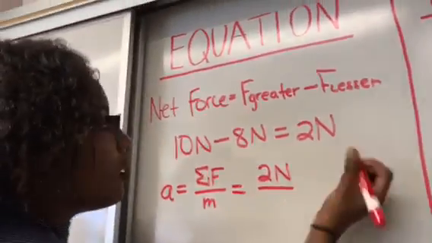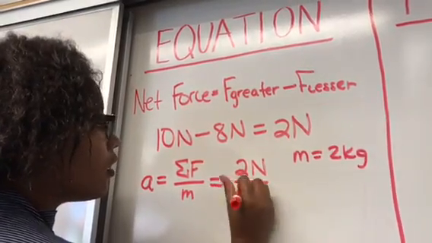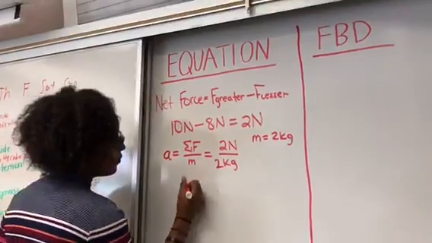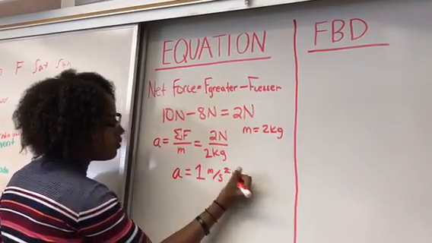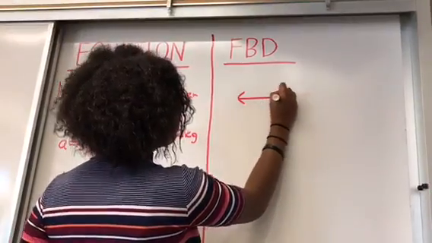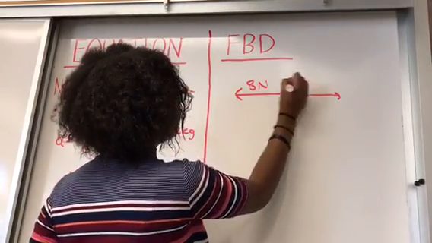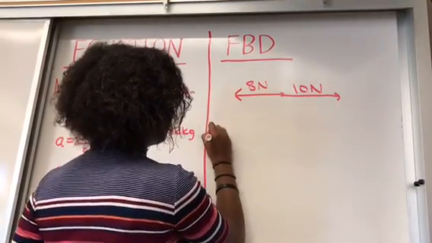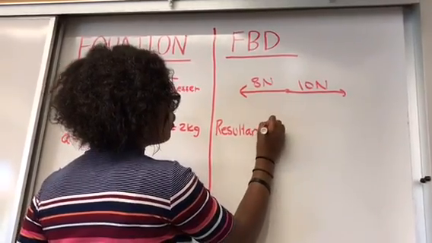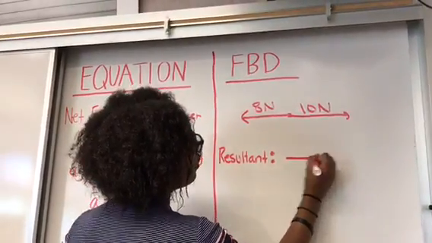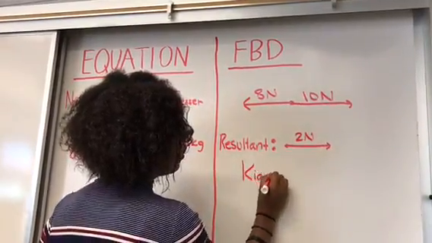Now to calculate the acceleration of the blanket, you would have to use the equation A equals sigma F over m. M would be 2 kg, and the resultant from the net force would be 2 newtons. To show the demonstration clearly, here's an example of a free body diagram of the tug-of-war match. All in all, Kiana would win the tug-of-war match because she had 2 newtons more force than Priscilla did.